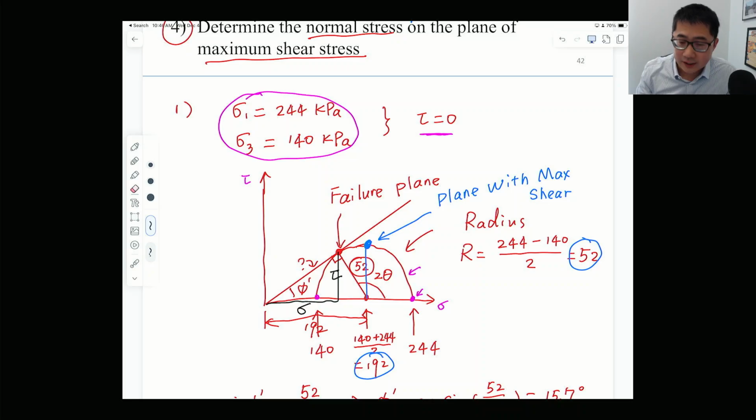The line that connects those two points is going to be the diameter of the circle. So you draw a circle or a half circle like this. That's going to be your Mohr circle.